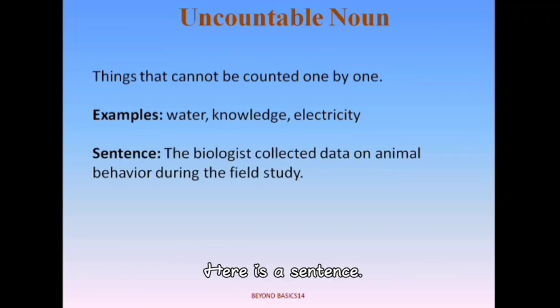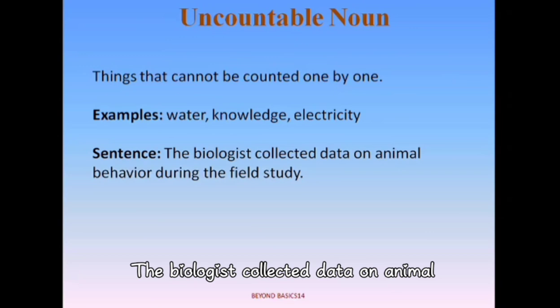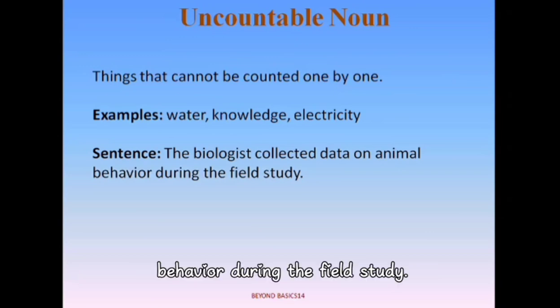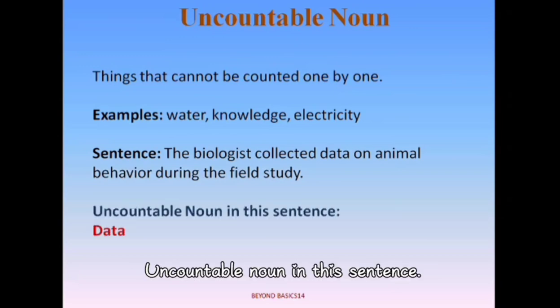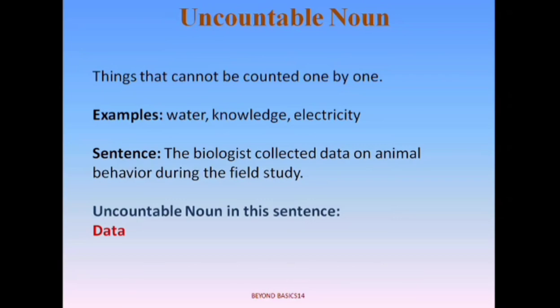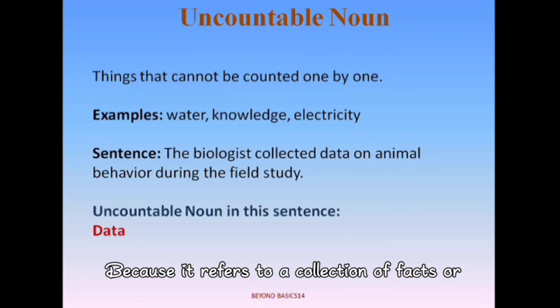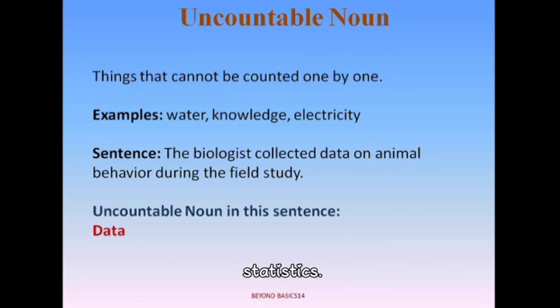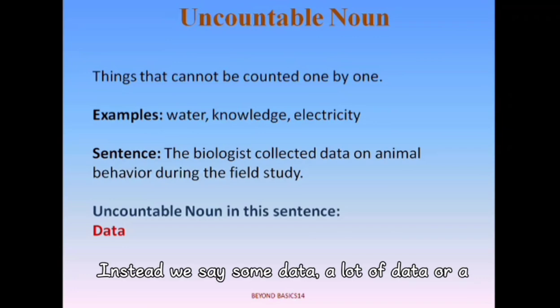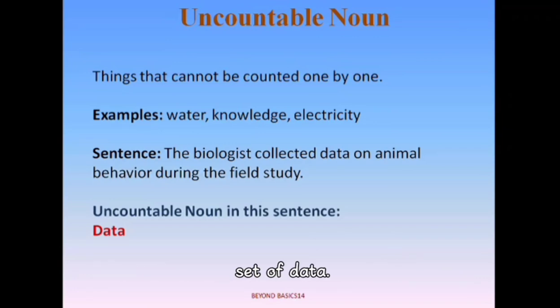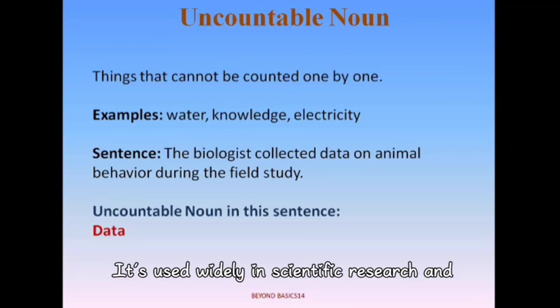Here is a sentence. The biologists collected data on animal behavior during the field study. Uncountable noun in this sentence: data. Because it refers to a collection of facts or statistics. We don't say datas. Instead, we say some data, a lot of data, or a set of data. It's used widely in scientific research and reporting.